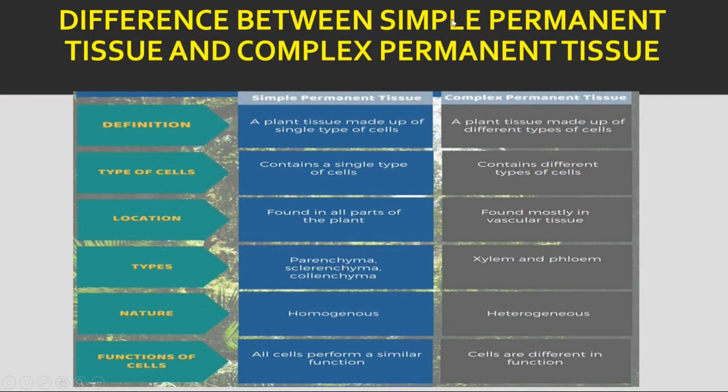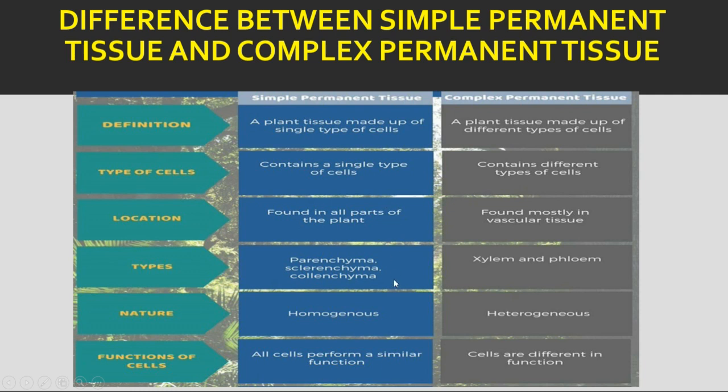This is the basic difference between simple permanent tissue and complex permanent tissue. By definition, simple permanent tissue is a plant tissue made up of a single type of cell, whereas complex permanent tissue is made up of different types of cells. So a single type of cell builds up a simple permanent tissue, and different types of cells build up complex permanent tissue in plants.